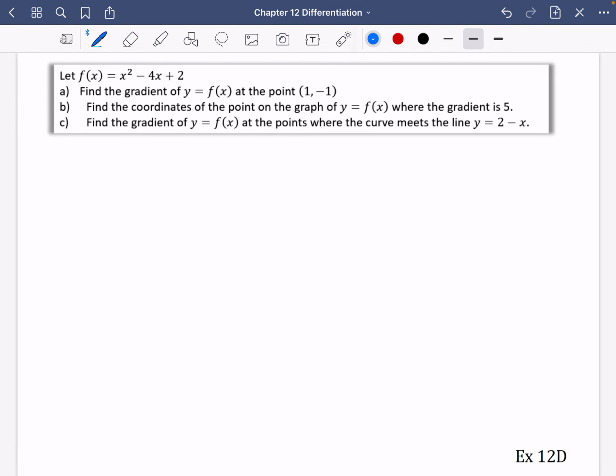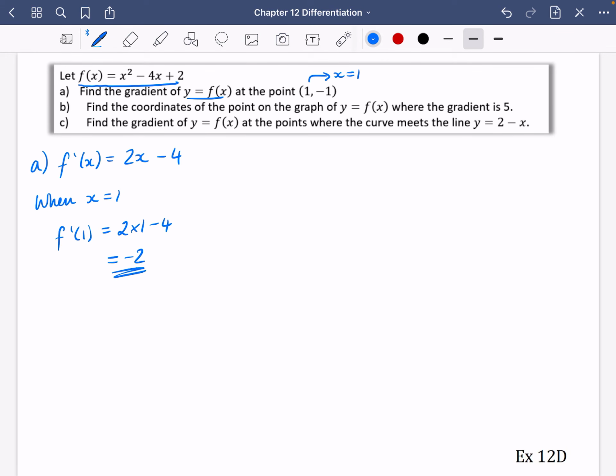So pause the video and have a go at this one, but I'm going to go through this one now as well. Okay, might go a little bit faster. So here's our function, and we're going to find the gradient of this function at this coordinate. In other words, the important thing is that x is equal to 1. So f dash x is going to be: x squared will differentiate to 2x, the minus 4x is going to become minus 4, and that 2 is going to disappear. So we want to find out the gradient when x is equal to 1. So I'm going to substitute 1 into that expression. It's going to be 2 times 1 minus 4, which is minus 2. So the gradient is minus 2.